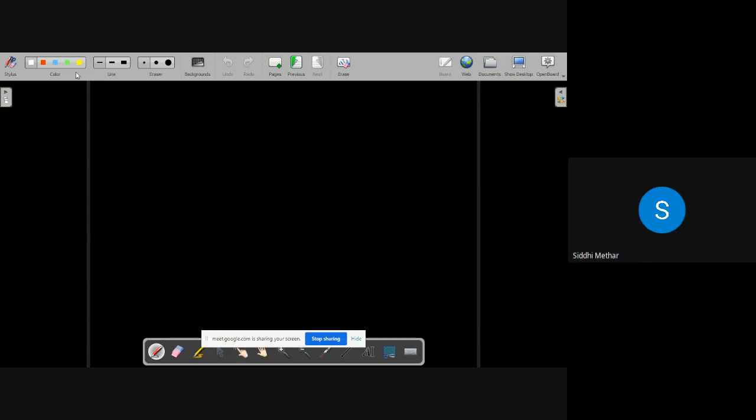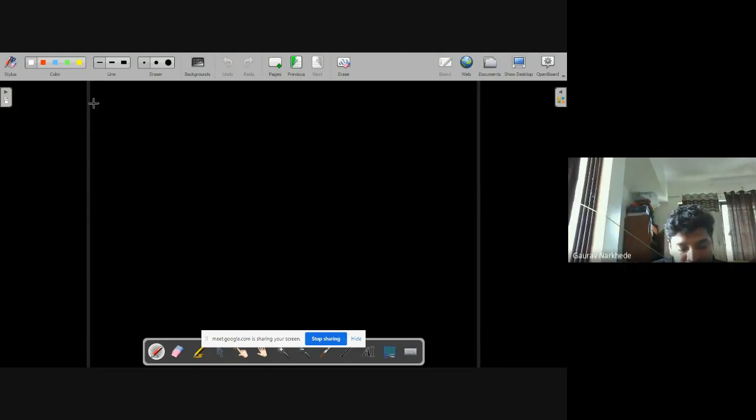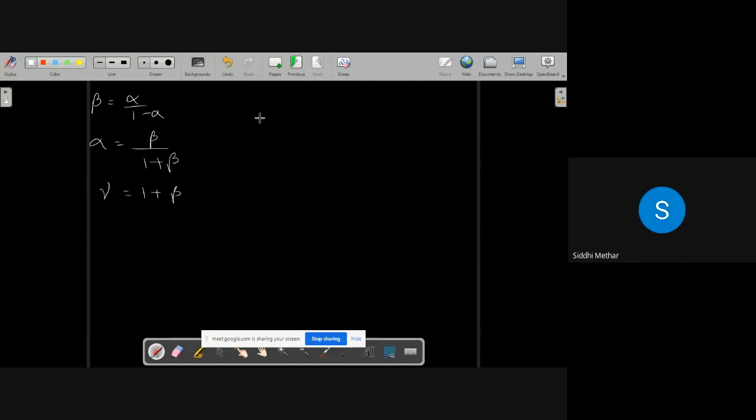No, sir. The relation between alpha and beta, you know, right? So beta is equal to alpha upon 1 minus alpha. Alpha is equal to beta upon 1 plus beta. And then gamma is equal to 1 plus beta, correct?